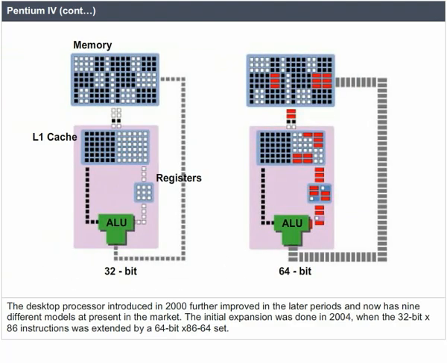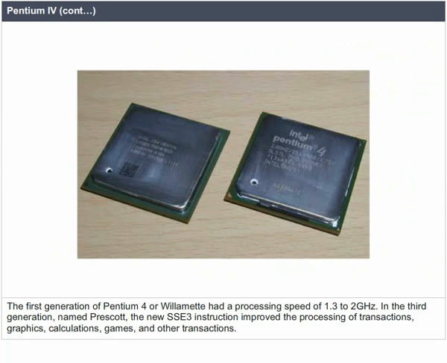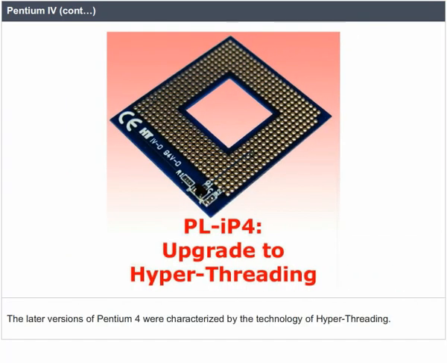Only 3.8 GHz of processor speed is recorded, especially with the version Prescott. The desktop processor, introduced in 2000, further improved in the later periods and now has 9 different models in the market. The initial expansion was done in 2004, when the 32-bit x86 instructions were extended by the 64-bit x86-64 set. The first generation of Pentium 4, or Willamette, had a processing speed of 1.3 to 2 GHz. In the third generation, named Prescott, the new SSE3 instruction improved the processing of transactions, graphics, calculations, games, and other transactions. The later versions of Pentium 4 were characterized by the technology of hyperthreading.